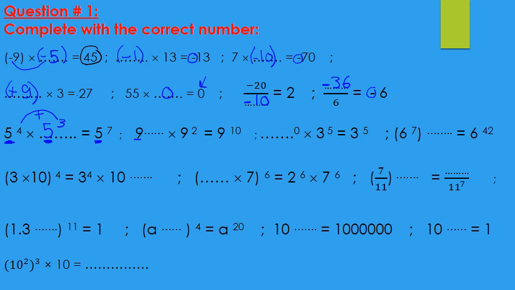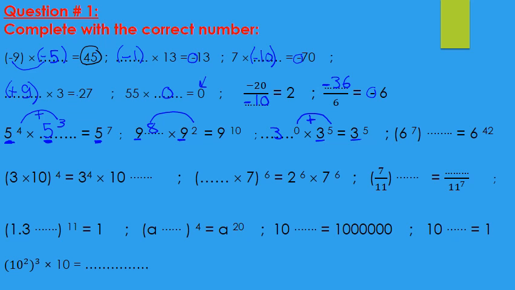Now here we have same bases, so to know the power we should add these exponents. Which number added to 2 will give us 10? 9 to the power 8 times 9 to the power 2 equals 9 to the power 10. Also here we should have powers of the same base. So here the base is 3. 3 to the power 0 times 3 to the power 5 equals 3 to the power 5, because if we add 0 plus 5 it will give us 5.